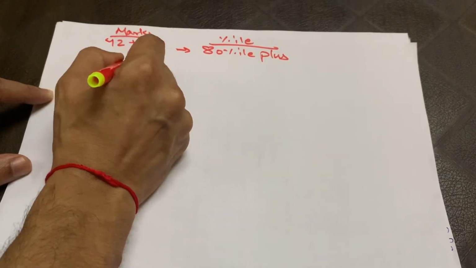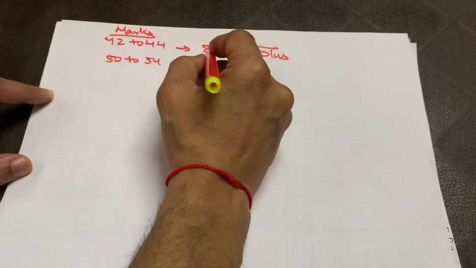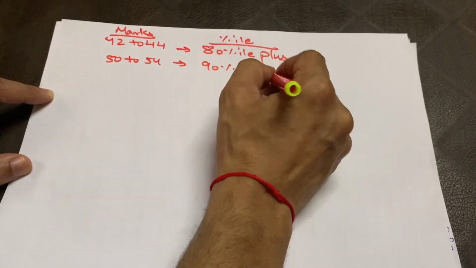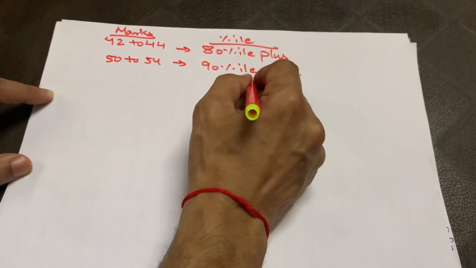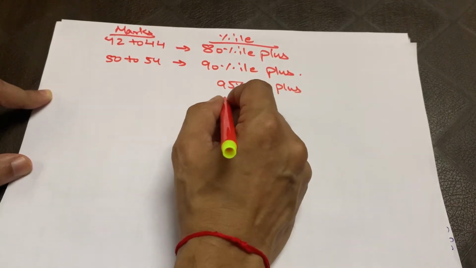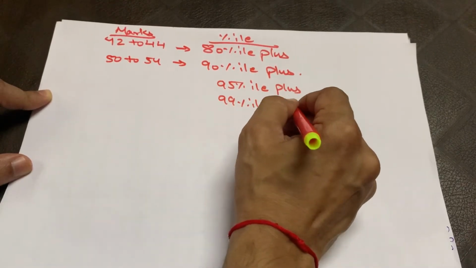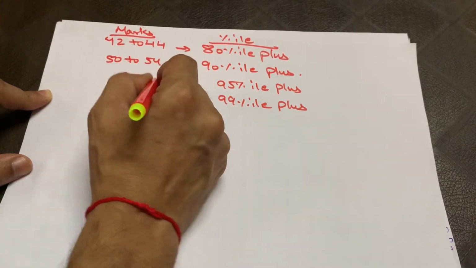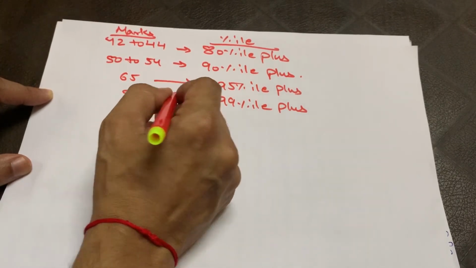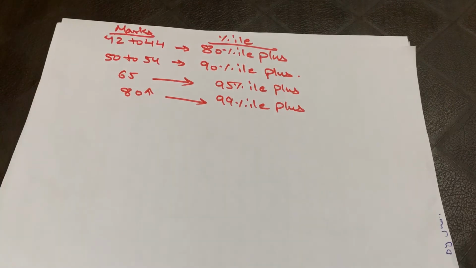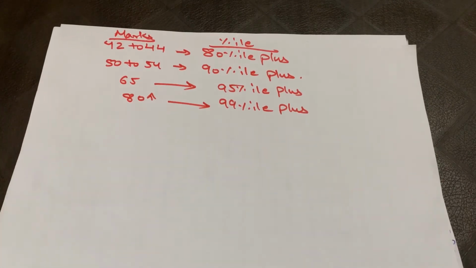If you score 50 to 54 marks, you are going to get 90 percentile plus, so more than 90 percentile. But if you want to score more than 95 percentile, and more than 99 percentile, then you have to score 65 marks to get more than 95 percentile, and of course more than 80 marks to get 99 percentile. So this is the marks and percentile. I know many videos will say you do this, you do that, some people are blabbering, but this is what exactly the scores and percentile will look like in CAT 2020.